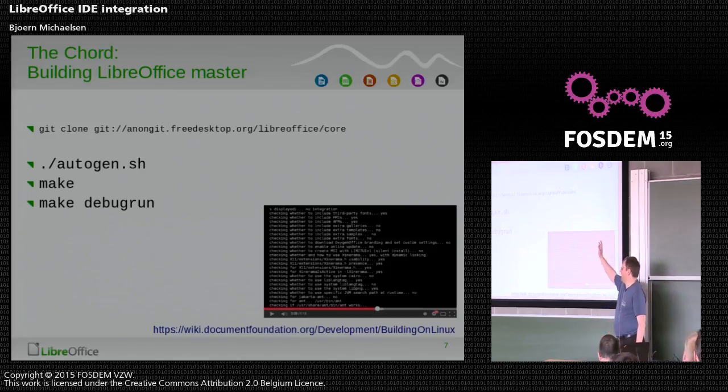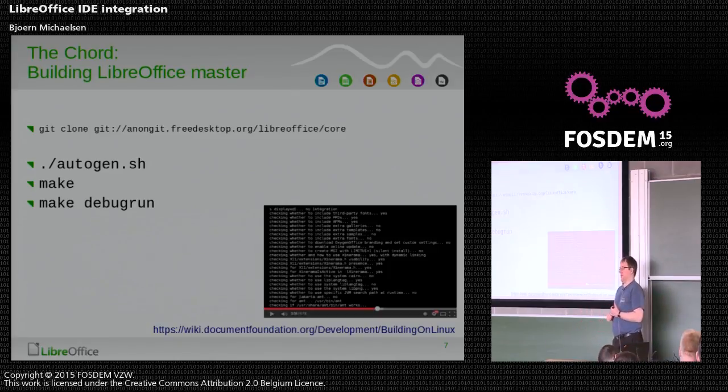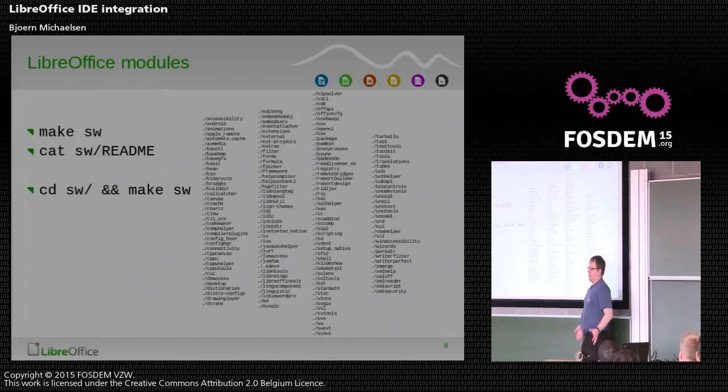So this is a very simple, straightforward thing to do, and also this autogen, for example, does all the other nifty things, like if you have ccache installed, it uses it, and stuff like that. So this is how you build all of LibreOffice.